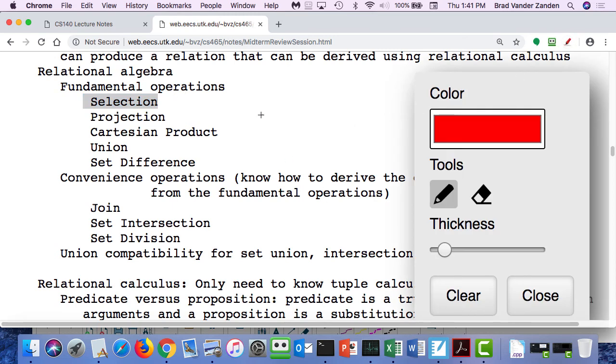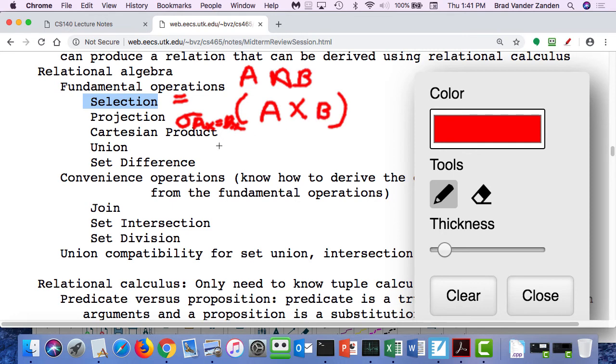So usually you see it something like A X B, and then you're selecting something like A.X equals B.X. So A bow tie B is really equal to a selection from the Cartesian product. Okay? Questions about that?